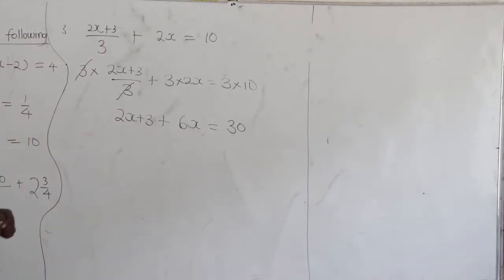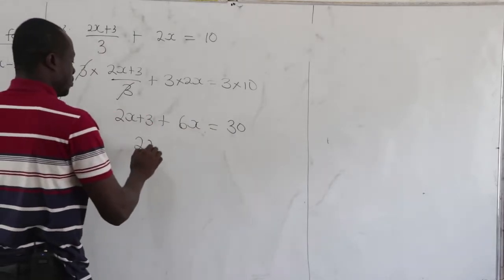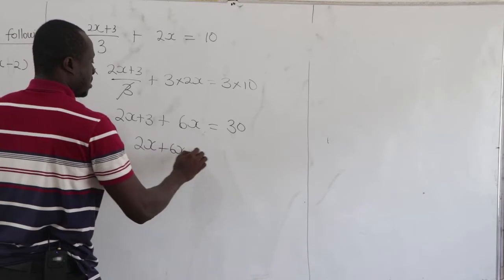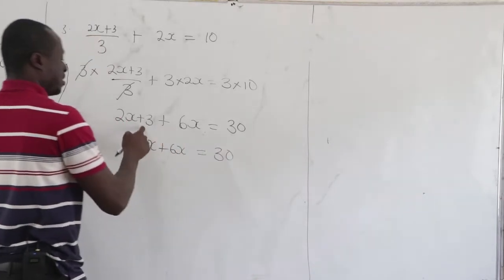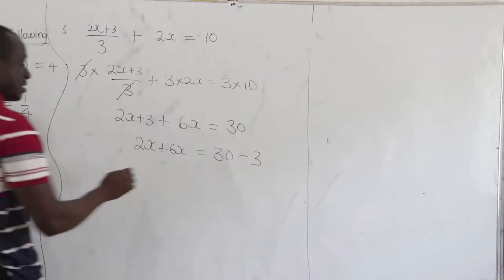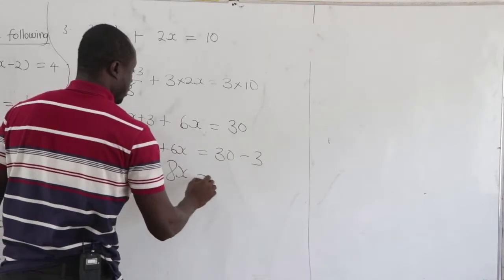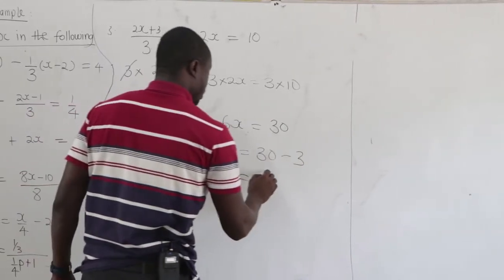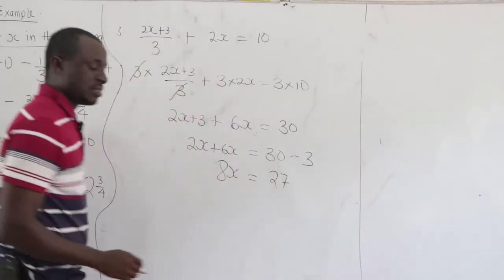Now from here, what do we do? We group like terms. So we have 2x plus 6x. We have 30. This was crossing, becoming what? Negative. Now 2x plus 6x, this is 8x. 30 minus 3, this is giving us 27.